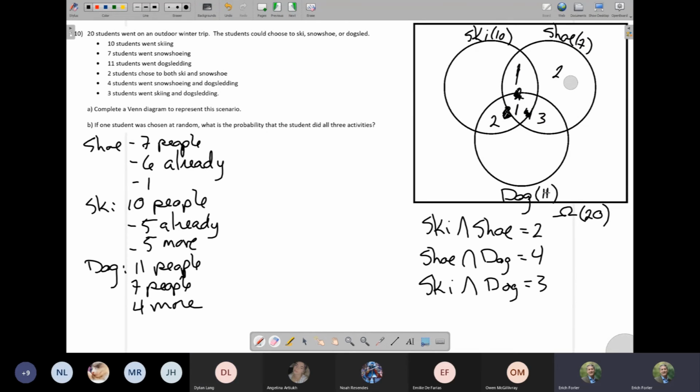Same thing for dog sledding. We've got 5 and 6, total of 6. So that means our dog sled has to be 5. And our skiing is total of 10. Right now I've got 4, so I need to have 6 in total up there.